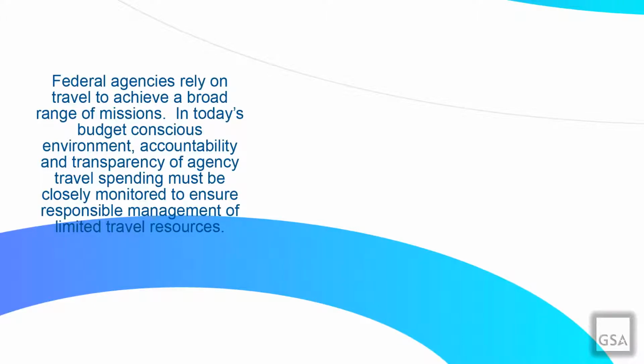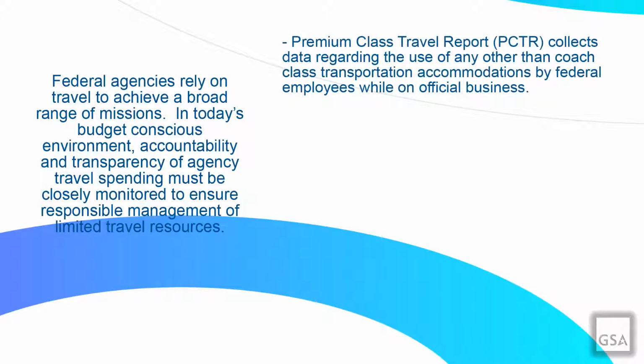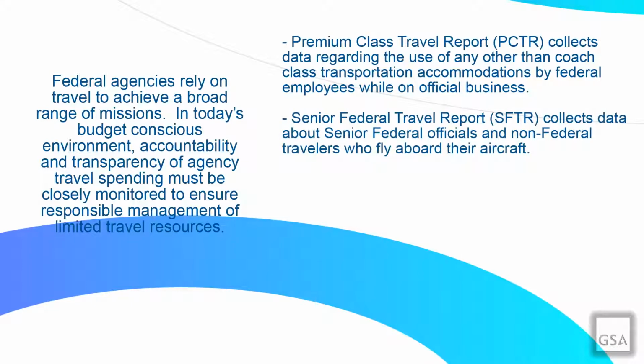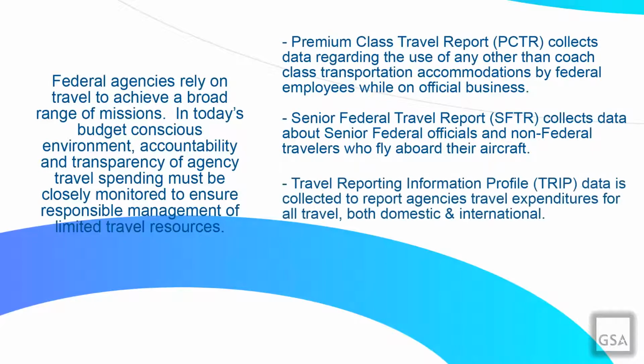collection tools. Premium Class Travel Report, or PCTR, collects data regarding the use of anything other than coach class transportation accommodations by federal employees while on official business. Senior Federal Travel Report, or SFTR, collects data about senior federal officials and non-federal travelers who fly aboard their aircraft. Travel Reporting Information Profile, or TRIP, collects data to report agencies' travel expenditures for all travel, both domestic and international.